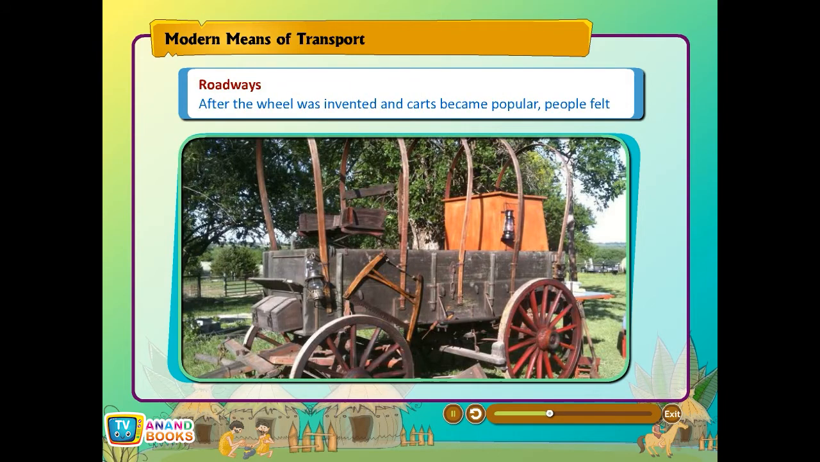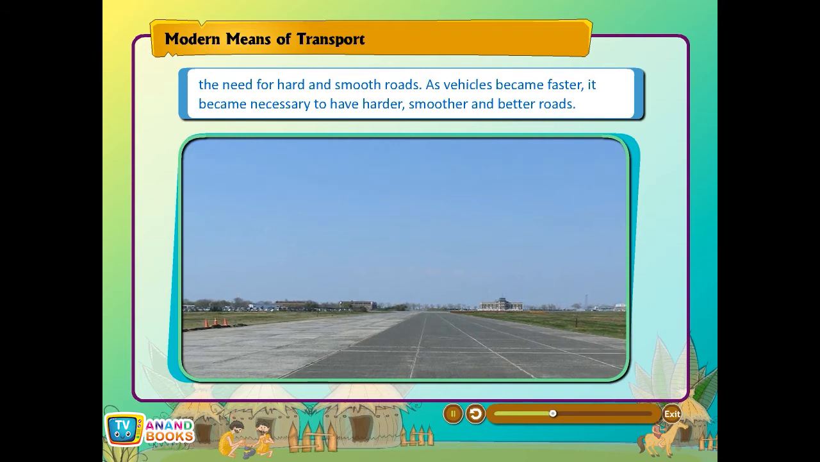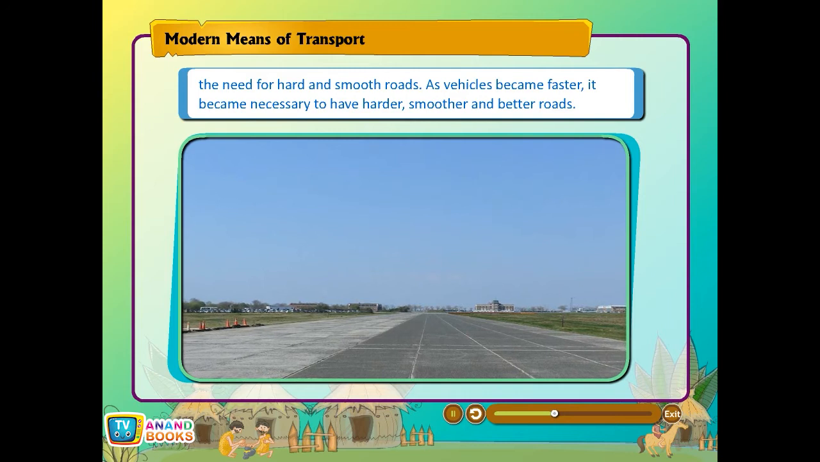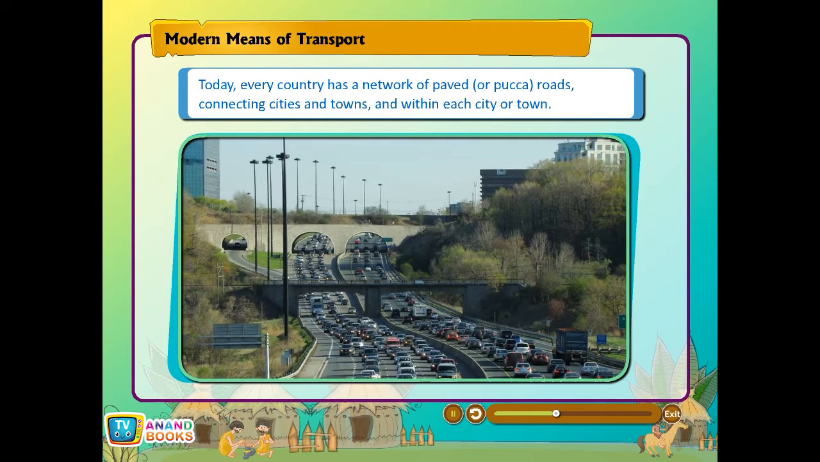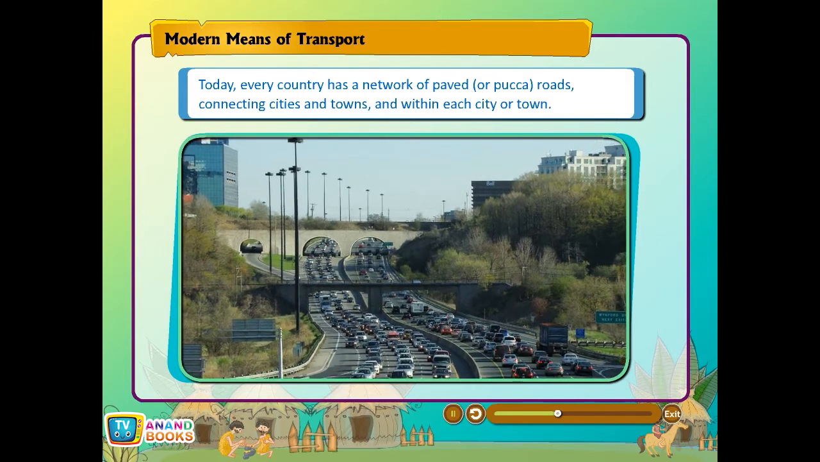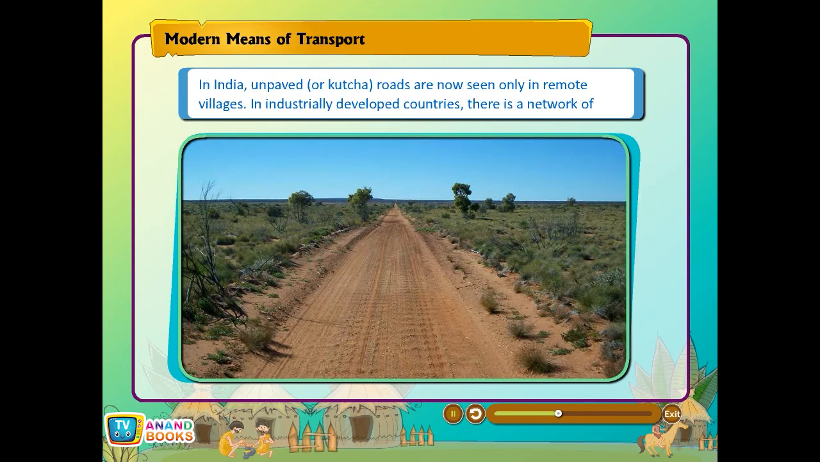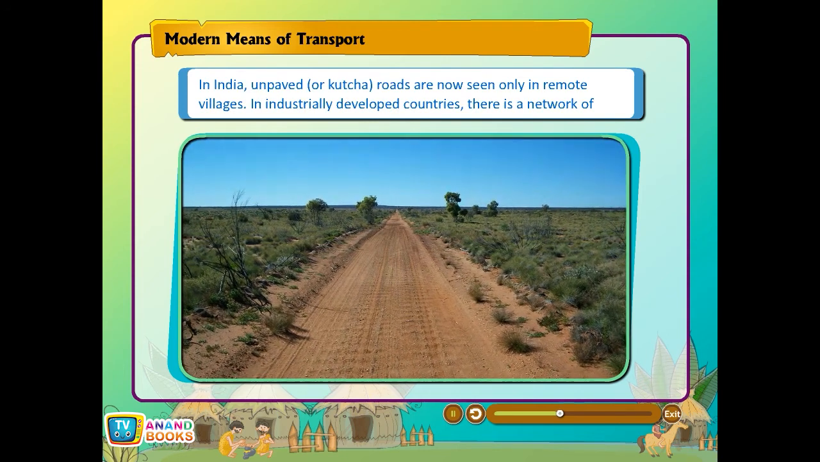Roadways. After the wheel was invented and cars became popular, people felt the need for hard and smooth roads. As vehicles became faster, it became necessary to have harder, smoother and better roads. Today, every country has a network of paved or pakka roads connecting cities and towns and within each city or town. In India, unpaved or kacha roads are now seen only in remote villages.